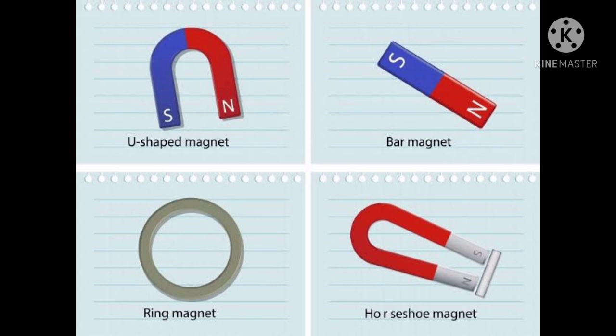Types of magnets. Depending on the shape, magnets are of different types. Some of them are bar magnet, horseshoe magnet, ring magnet, cylindrical magnet, oval shaped, disc shaped magnets.